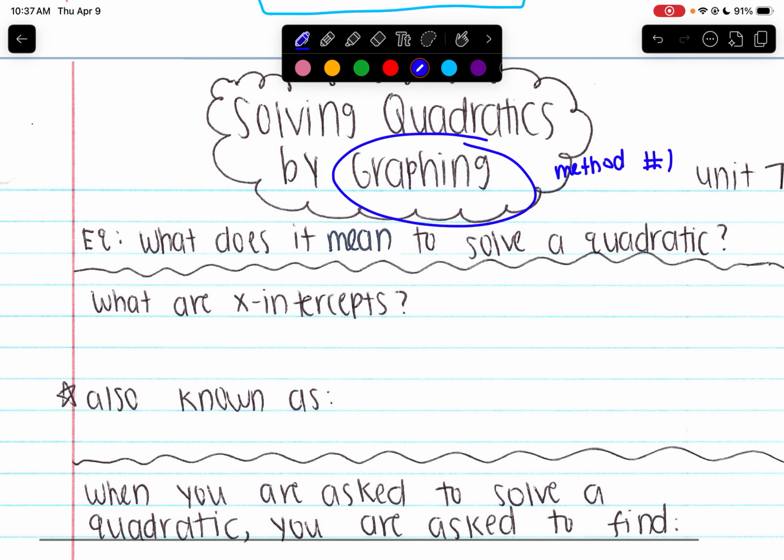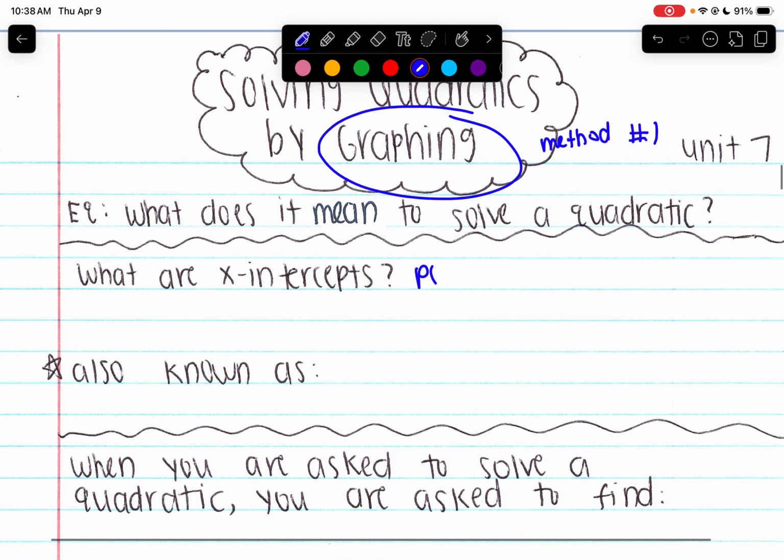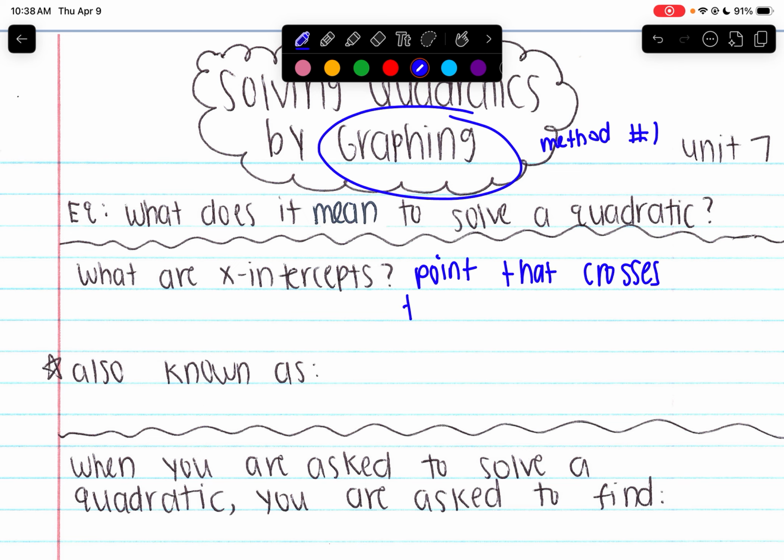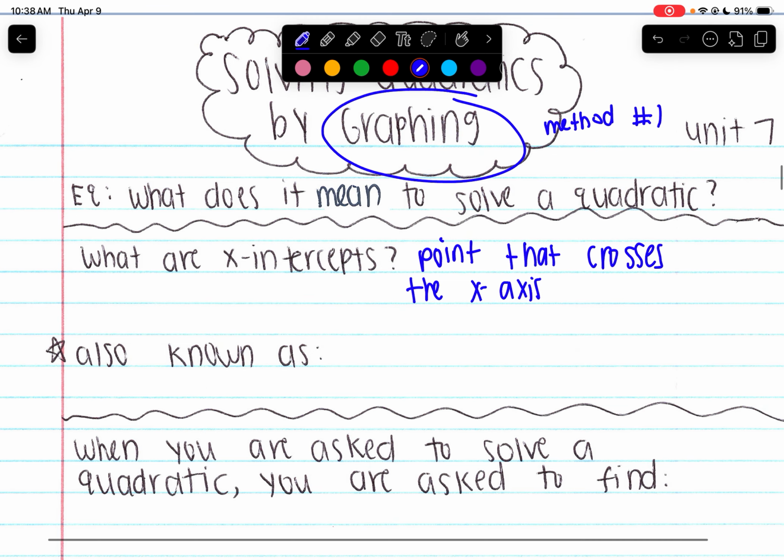Now to talk about what we're solving for exactly, we're going to talk about x-intercepts. So remember, an x-intercept is the point on any function where it crosses the x-axis. Oops, I can't spell today. Point that crosses the x-axis. Now that point could be multiple points or it could just be one point, but we'll talk about that in a little bit.